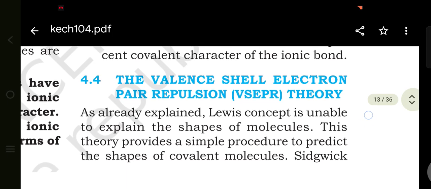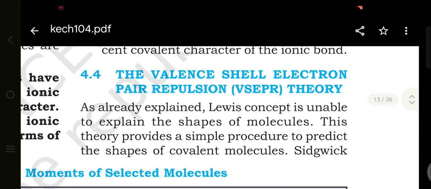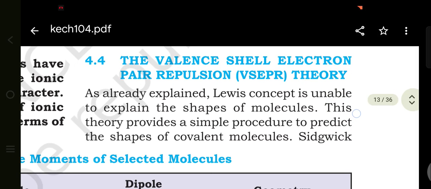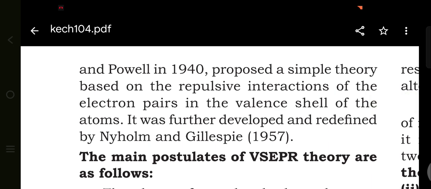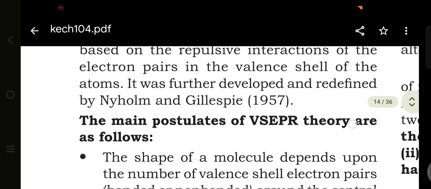The valence shell electron pair repulsion theory, the VSEPR theory. As already explained, Lewis's concept is unable to explain the shapes of molecules. This theory provides a simple procedure to predict the shapes of covalent molecules. Sidgwick and Powell in 1940 proposed a simple theory based on the repulsive interactions of the electron pairs in the valence shell of the atoms. It was further developed and redefined by Nyholm and Gillespie in 1957.